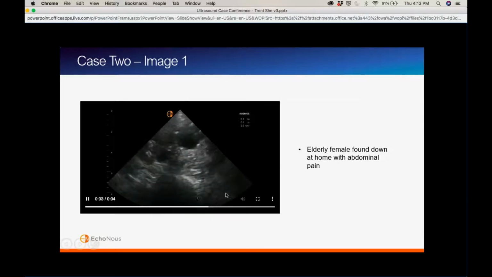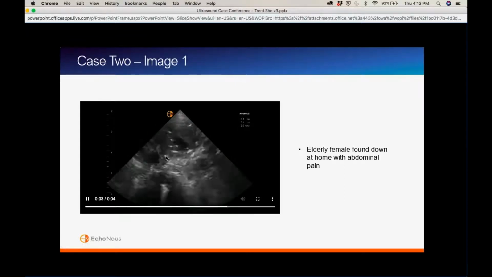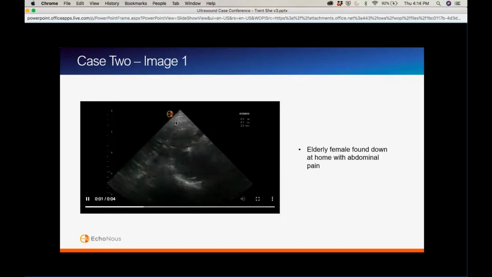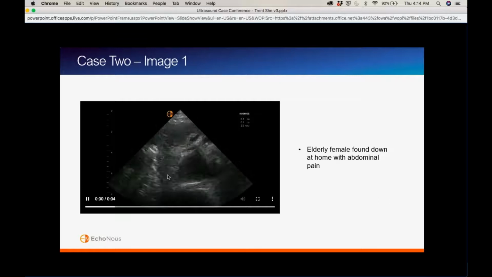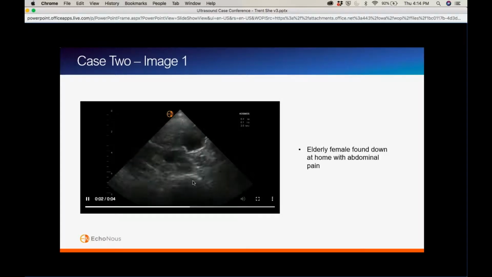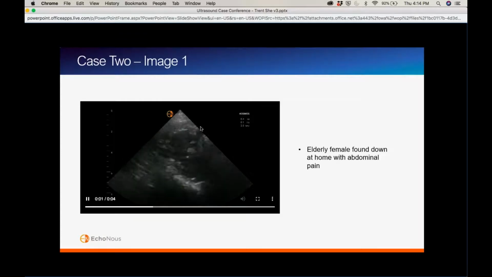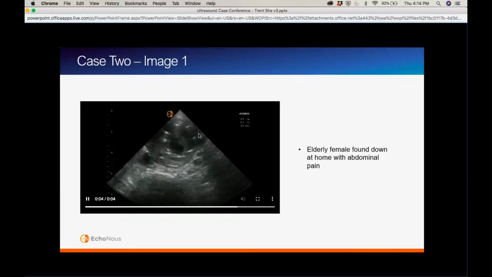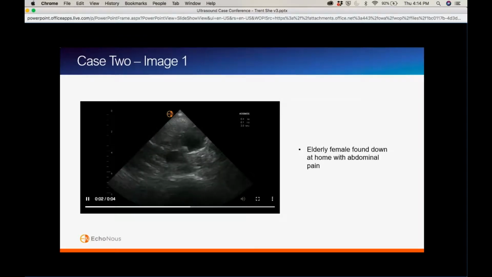So in this case, I'm looking at this and I'm seeing something here that could be a cyst, it could be a kidney. One thing that kind of tips me off is potentially this is the vertebral body here. And if that's the case, we know from anatomy that right above the vertebral body is a particularly large and important vessel, the aorta. And so I'd be concerned that there's something going on with her aorta that caused her to fall down.